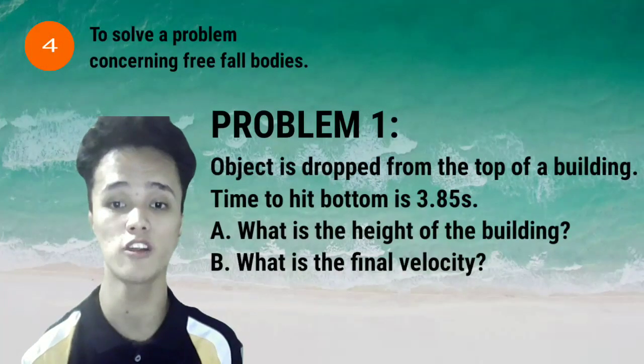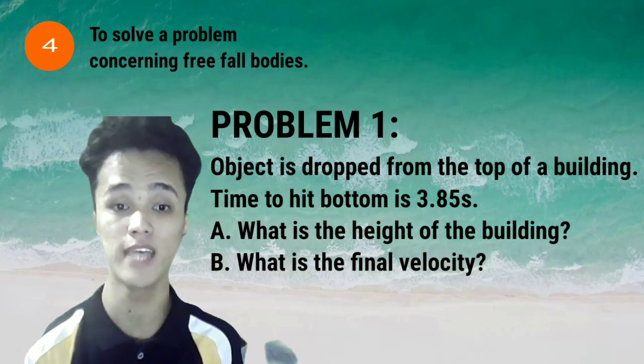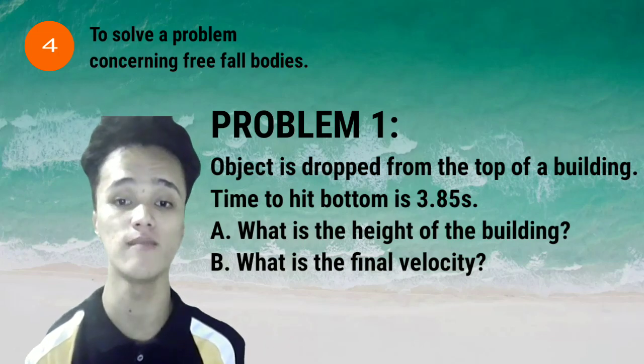An object is dropped from the top of a building. Time to hit the bottom is 3.85 seconds. What is the height of the building? What is the final velocity?